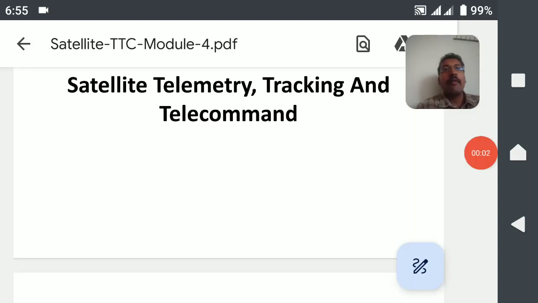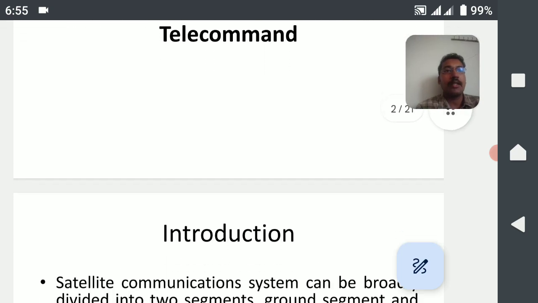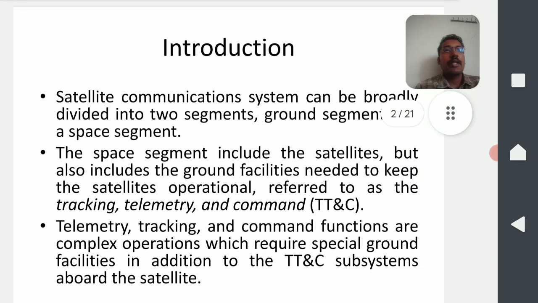Hi everyone, today we are going to see about satellites telemetry, tracking and command section. Satellite communication system can be broadly divided into two segments. The first one is ground segment and the second is space segment. The space segment includes the satellites but also includes the ground facilities needed to keep the satellites operational, referred to as the tracking, telemetry and command (TT and C).